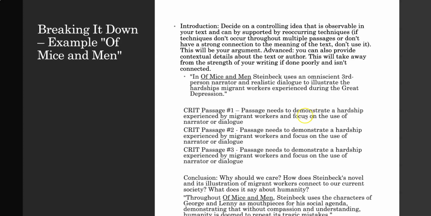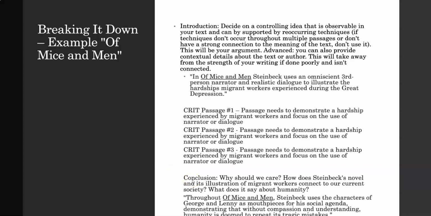If you're going to do that, you're going to need that same process throughout the other 2 passages. These other 2 are also going to need to demonstrate a hardship, and they're also going to need to focus on narrator or dialogue. I chose to do 2 techniques just because I feel like it gives you a little bit more distance. So if you ever feel like you're getting stuck with one particular technique, then you have another one to fall back on. If you can demonstrate some argument using just 1 technique, that's awesome. If you feel like you need 3 techniques, I think that gets a little bit too stretched for this particular assignment, but if that's something that you feel comfortable with, do it.